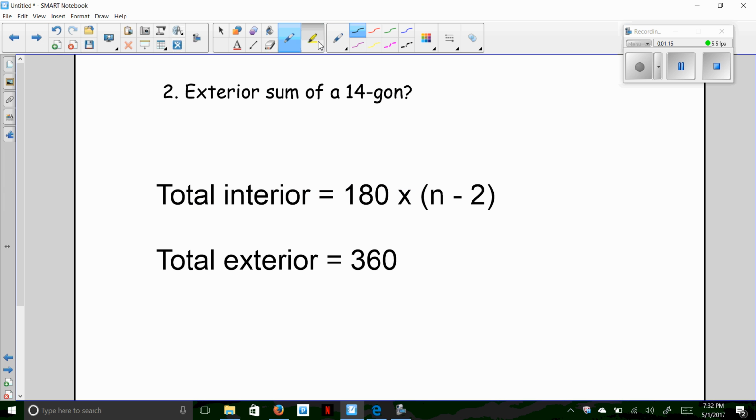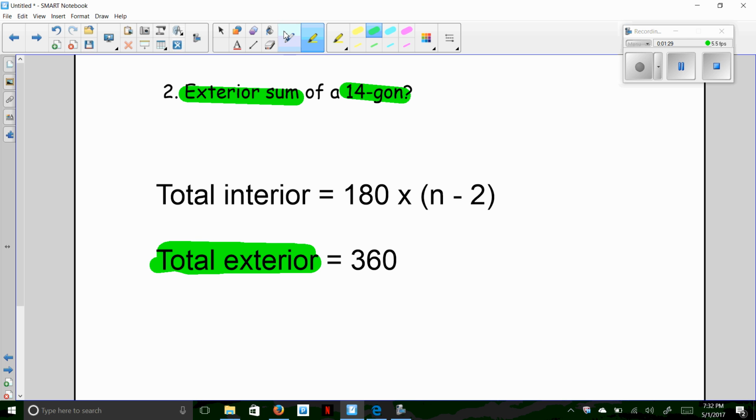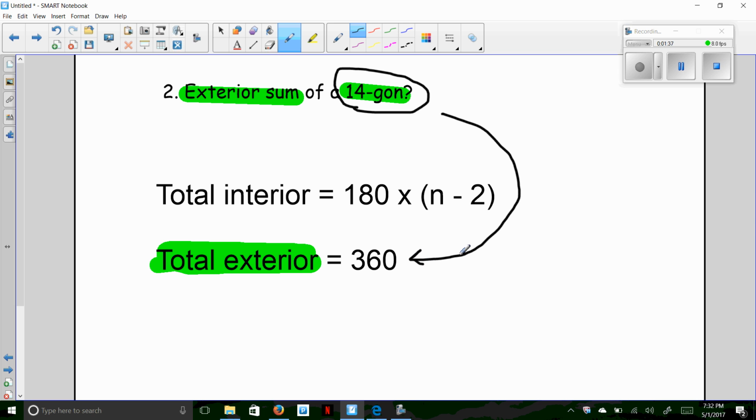Okay, some other keywords here on the next question: exterior sum. Here I'm using the information of a 14-agon, which is how many sides it has. We have to see what the total sum is. As you look at this information, we don't need to know how many sides it has. No matter how many sides it has, from 3 to infinity, it's 360 degrees. So there's no math there. It's just memorizing that all exterior sums are 360.